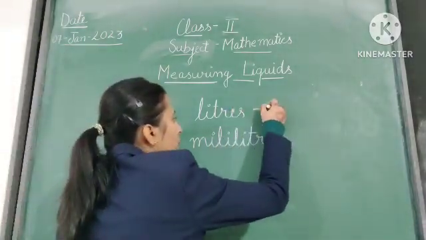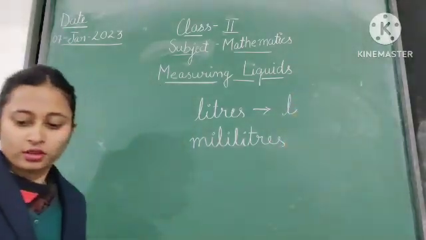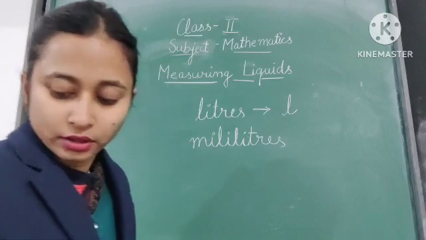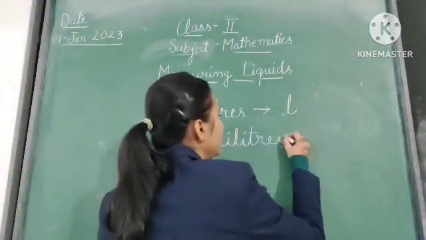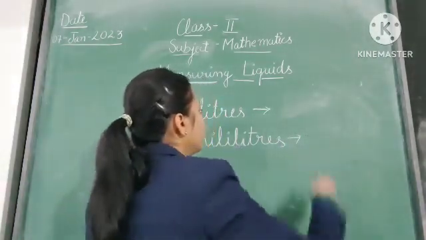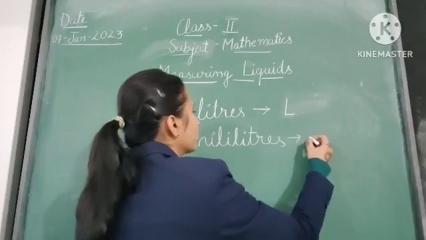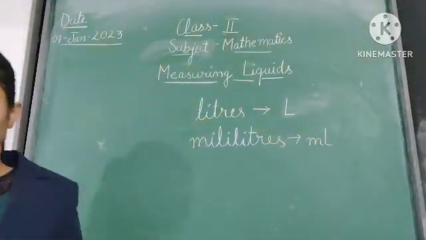The short form for liters is L, and the short form for milliliters is ml.